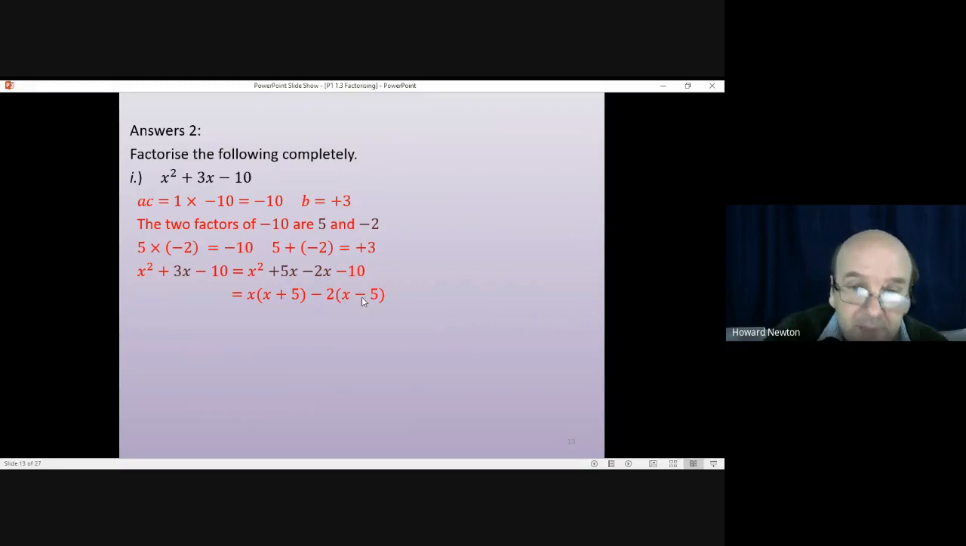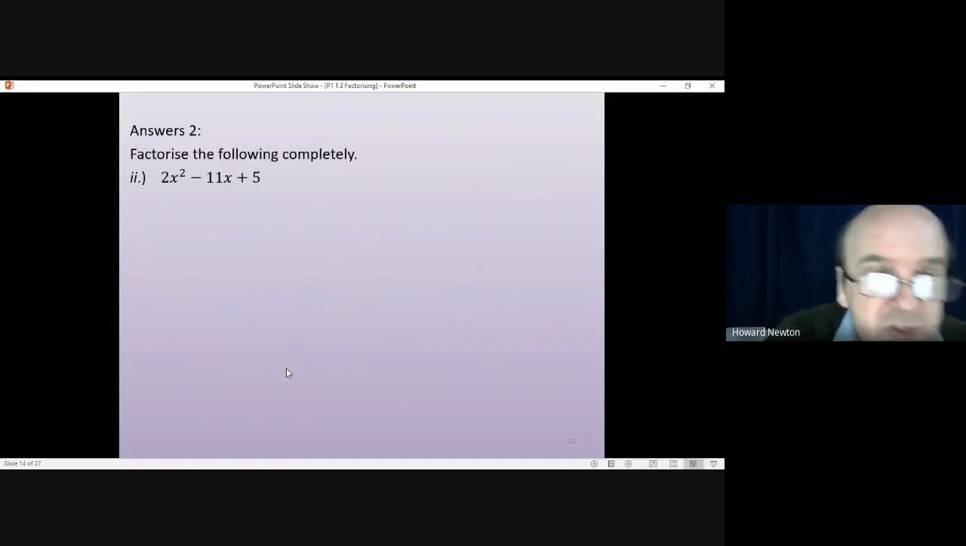Yeah, that is a mistake. If you had minus 2 times plus 5, you would get the minus 10. So that bracket should also have x plus 5 in. And then you get x plus 5 times by the x from here and the minus 2 from there. So it's the correct answer. It's just the working out that's gone wobbly.